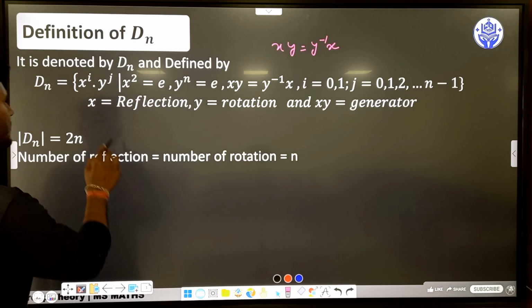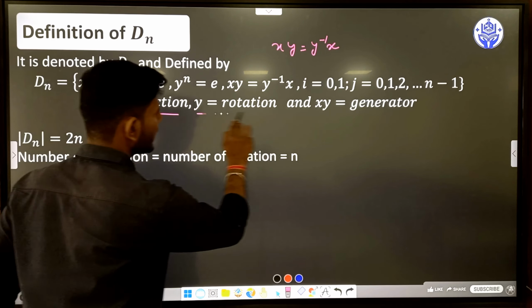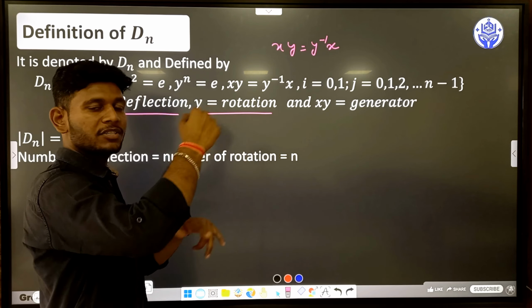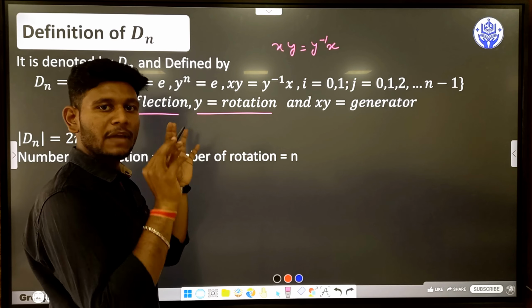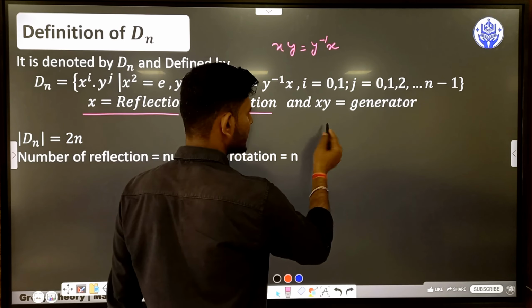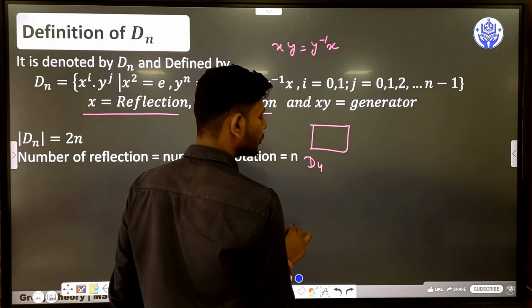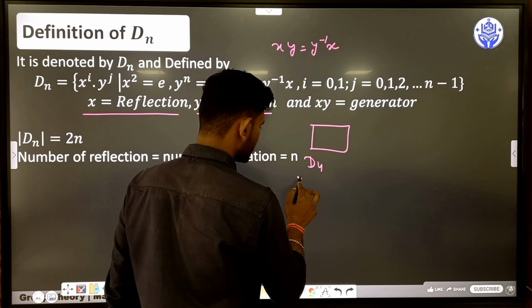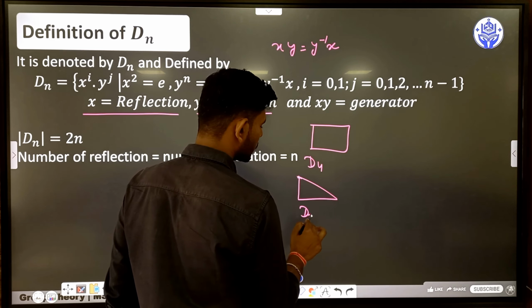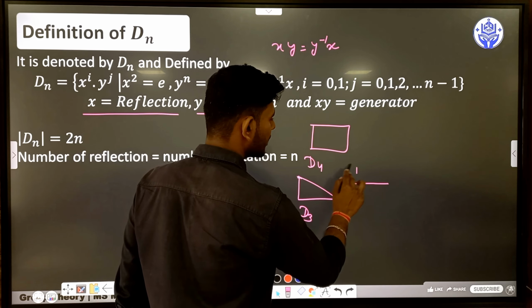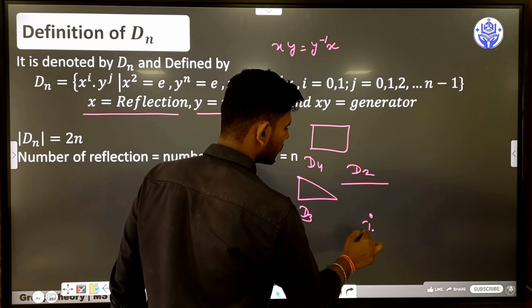Here my x is related to the reflection, and y is the rotation, because the rotation depends on the number of edges, or we can say the number of node points. Let's say if it is a square, then it will relate to D4. If it is a triangle, then it is related to D3. If it is a line, then it will be D2. If it is a point, then it will be D1.